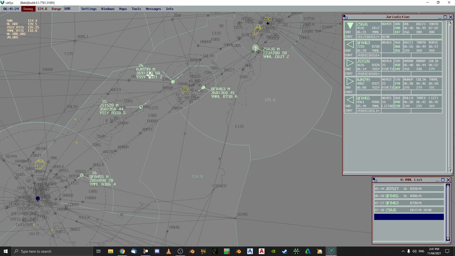So now I should be looking at 370. I've got to give him his STAR clearance. So if you look here, it's highlighted straight away. I can just read it off there because I've prepared myself.